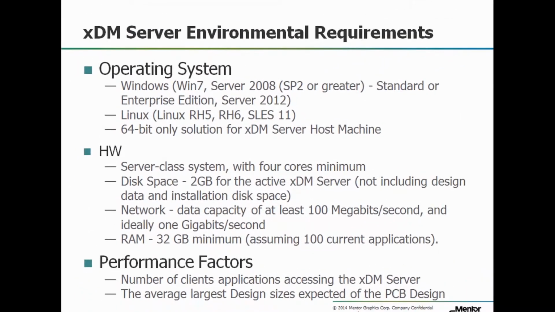Let's start with the requirements. You can deploy the xDM server on Windows or Linux OS. These platforms also support the desktop clients. You should select a 64-bit server class system to host the xDM server with 4 cores at a minimum. The recommendation is to have a network capacity of 1 GB per second.